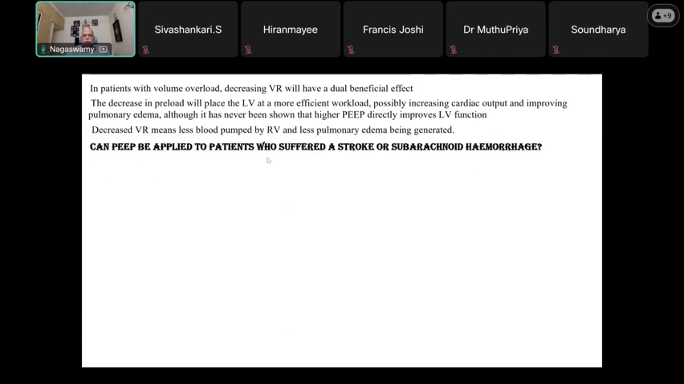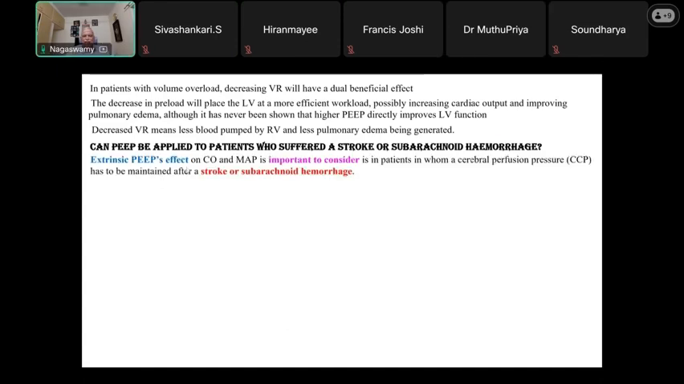Now, can PEEP be applied to patients who suffered a stroke or a subarachnoid hemorrhage? No, sir. No. Excessive PEEP. You have seen all the effects on the cardiac output and MAP. Just consider this effect. Cerebral perfusion depends on the mean arterial pressure, isn't it?